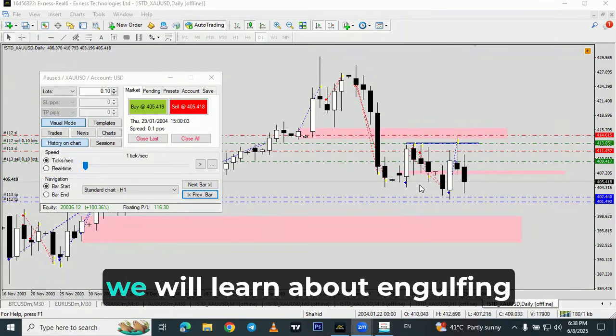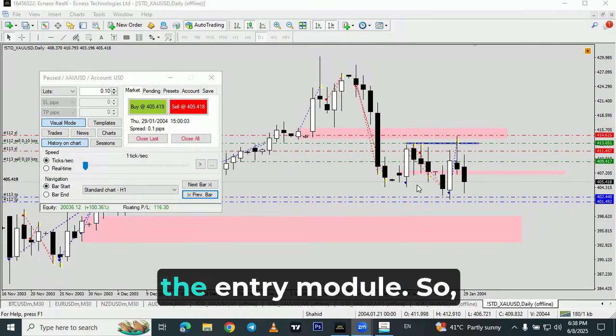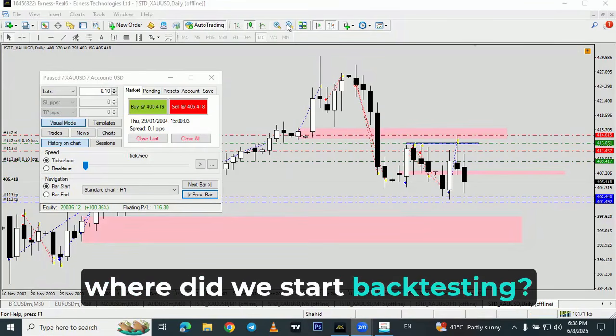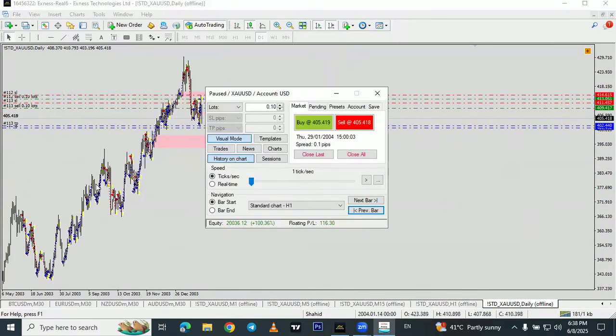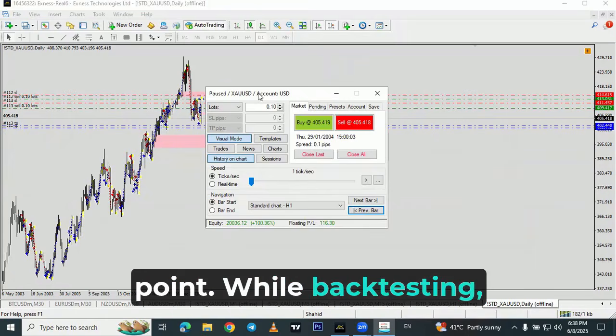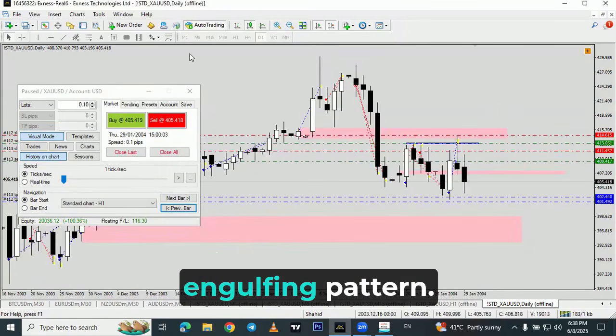In this class, we will learn about engulfing patterns, then liquidity, and after that the entry module. So if we look from here to there, where did we start backtesting? We started backtesting from here and have brought it up to this point. While backtesting, the count we gained is also in front of you here. Now let's start with the engulfing pattern.